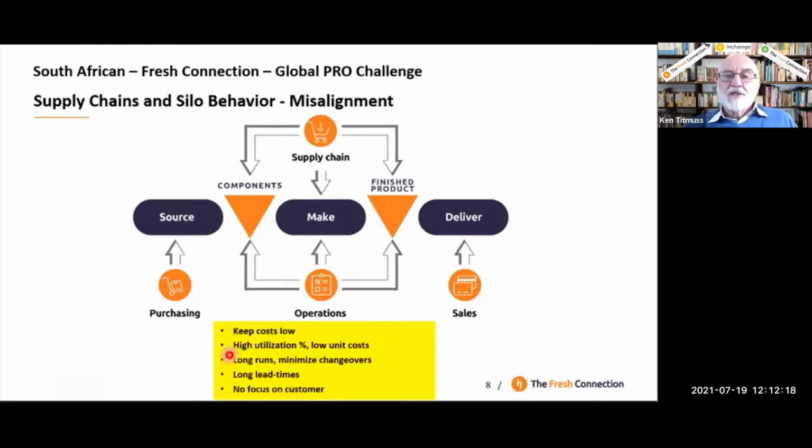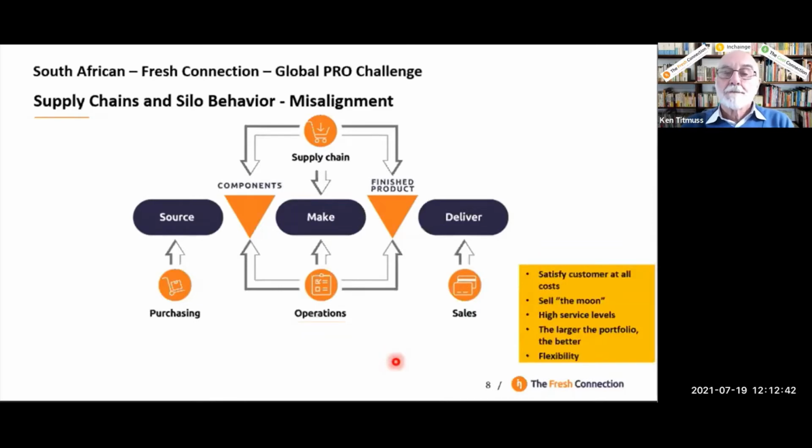What about in operations? Well, operations could be measured on their utilization or their ability to keep the costs low. So they're looking at high utilizations, just keep the machines running no matter what the cost. We've got to get the lowest unit cost coming out of the factory. So long runs, minimum changeovers, long lead times, and absolutely no focus on the customer.